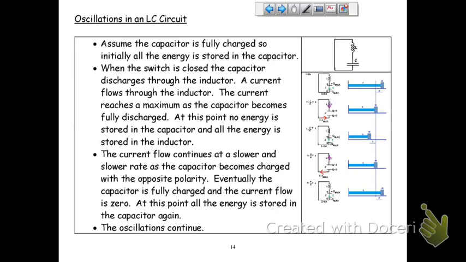So basically, you start off and you have an electric field, and then you get the current flow, so you get a magnetic field, and then you get an electric field going the other way, and then a magnetic field the other way, and then an electric field the other way. So I charge, I discharge, I charge the opposite way, I discharge, I charge the opposite way. That's the capacitor going backwards and forwards. Having energy, having no energy, having energy, having no energy, having energy.